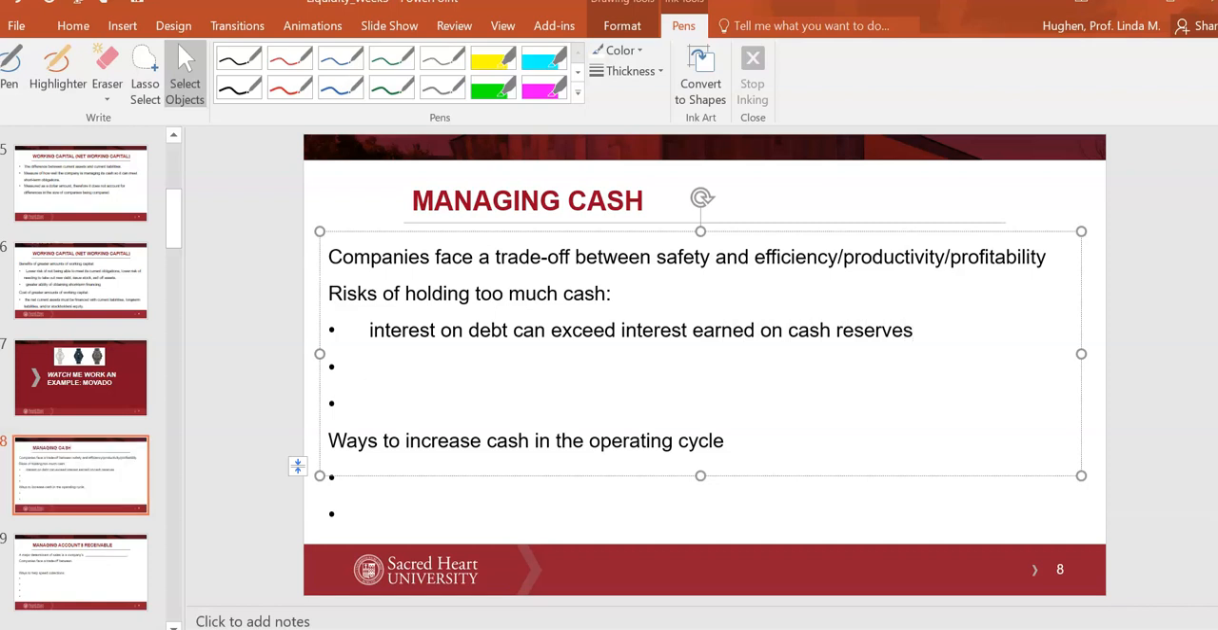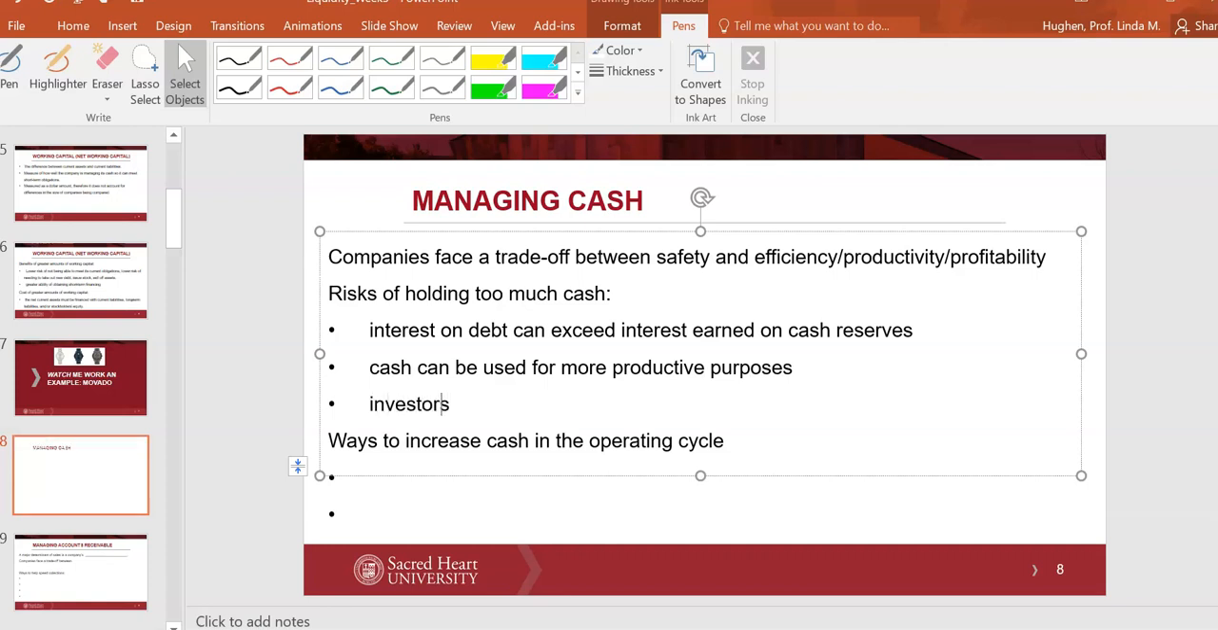As we said before, another risk is that that cash can be used for more productive purposes. And from an investor's perspective, what do investors think? Investors say, I'm not giving you my cash to manage. I can manage my cash myself. So if you have excess cash, you can either pay it to me in a dividend, let me do something with the cash, let me make my choice.